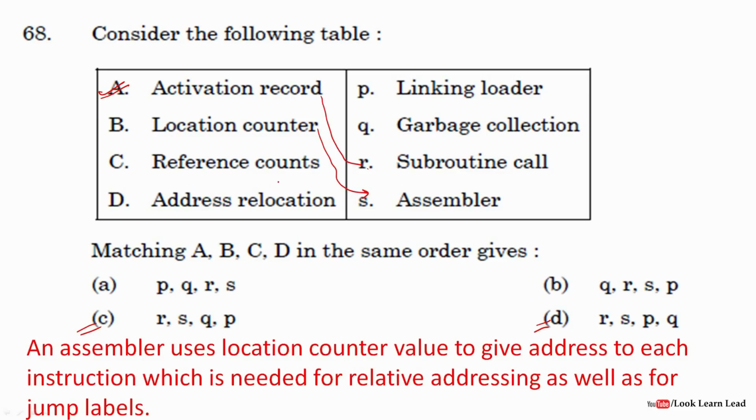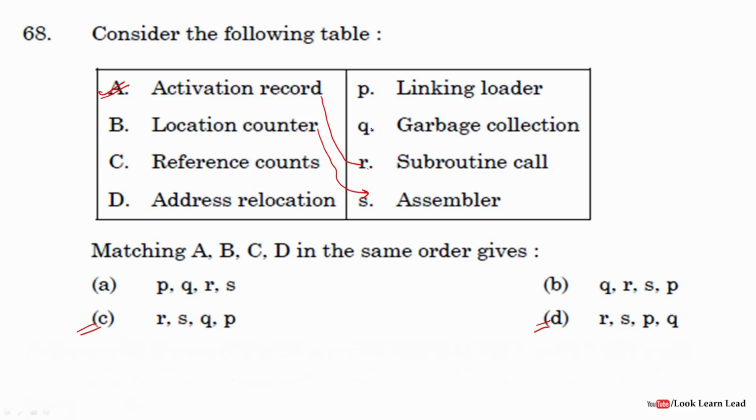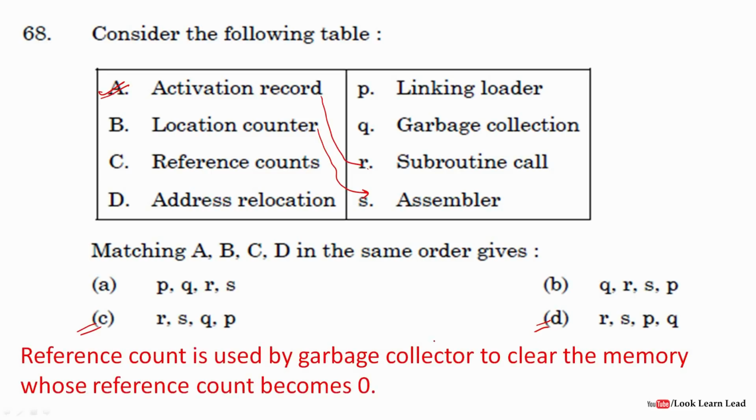And reference count is used by the garbage collector to reclaim memory when the reference count becomes 0. That is, if for a location the reference count is 0, meaning no one is referencing this memory location for a certain period of time, then it would delete, or clear, the memory.